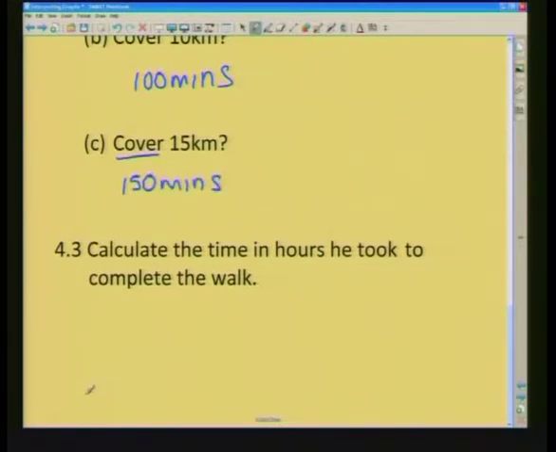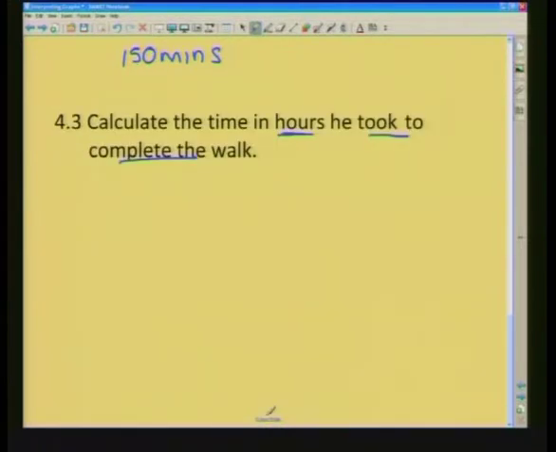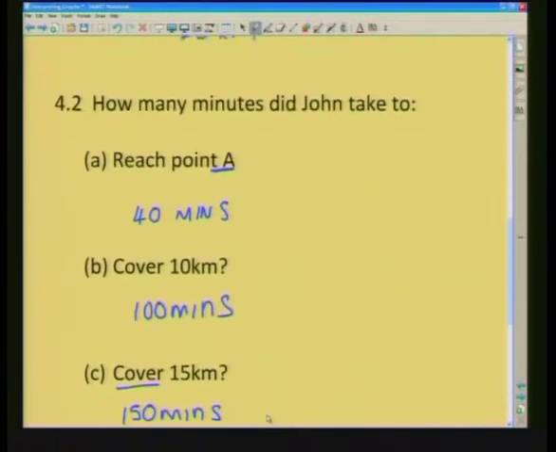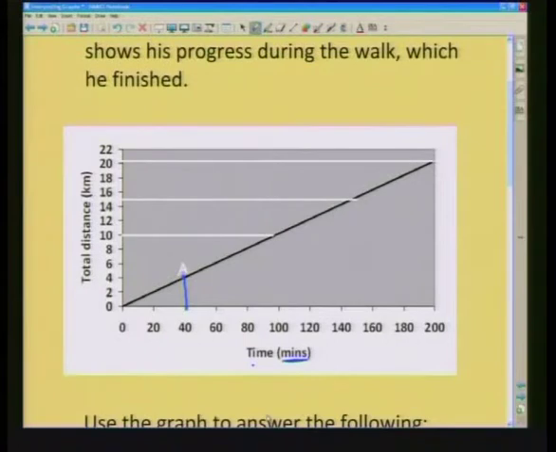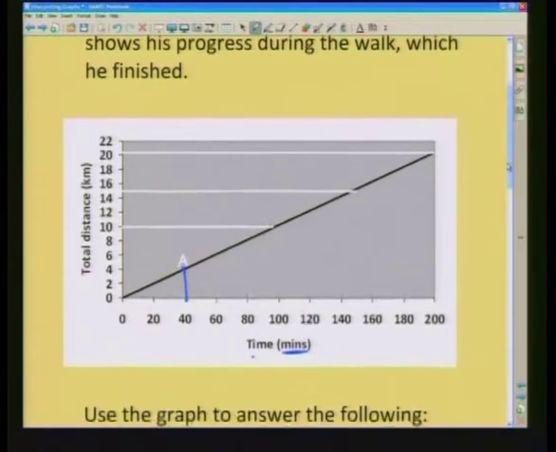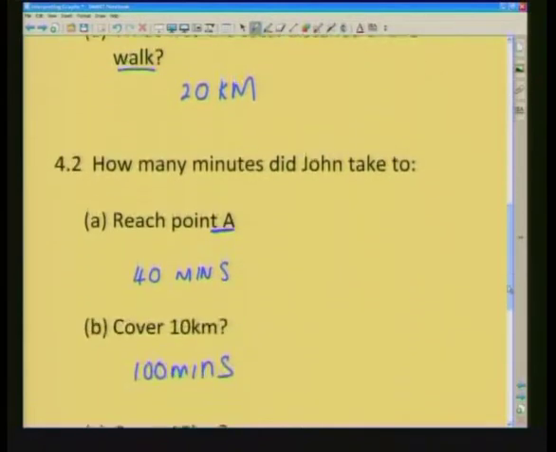All right, then in 4.3, they would like us to calculate the time in hours he took to complete the walk. Well, what we've just seen from the graph is that this entire walk, remember, was 20 k's from point A. We want to know how long it took him to walk those 20 k's, and it in fact took him 200 minutes. So the entire walk was 200 minutes.